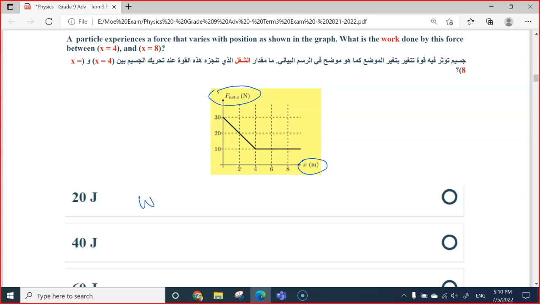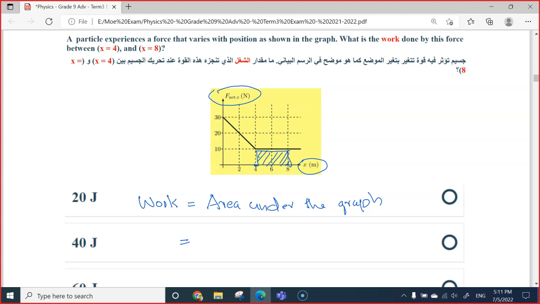If a force displacement graph is given, you can calculate work done by finding area under the graph. Work done is equal to area under the given graph. Here you need to calculate work done between 4 and 8. So area under 4 and 8 is this much area. So you need to calculate area, this much area.